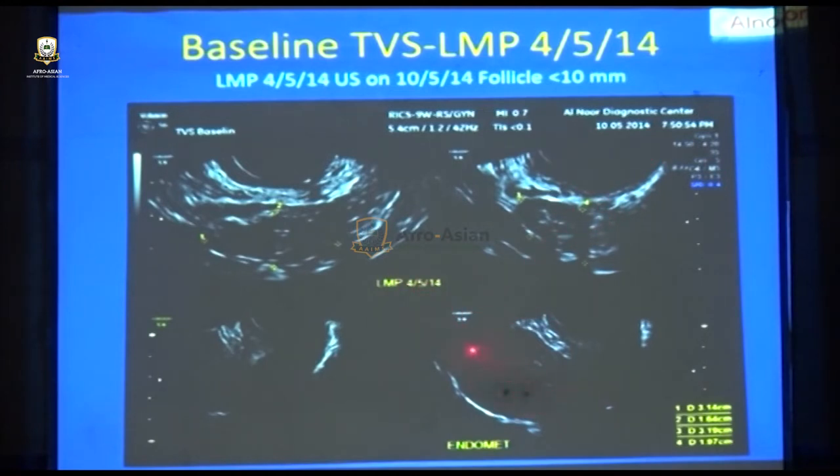Number two, the endometrium should not be more than 2 to 3 millimeter at all, with maybe 3 lines, but not more than 2 to 3 millimeter. So there should not be any follicle in either of the ovaries, on either side, and the endometrium should not be thick. This is the minimum baseline.